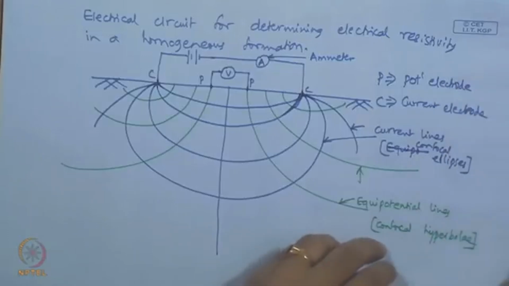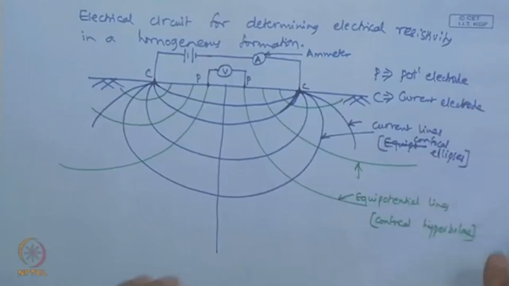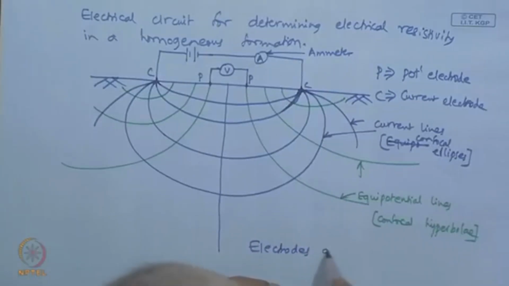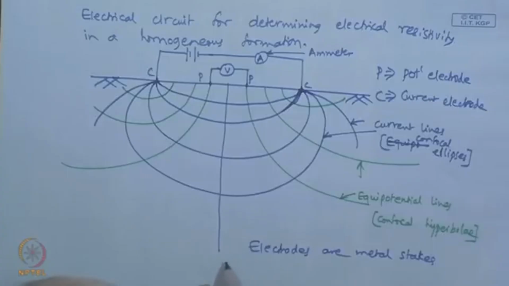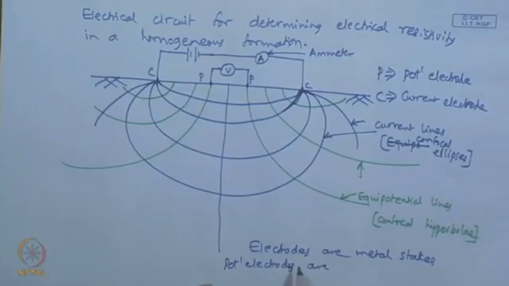In this case, what is measured is the apparent resistivity. Before going to that, the electrodes are metal stakes which are driven into the ground, and sometimes the potential electrodes are porous cups with saturated copper solution.